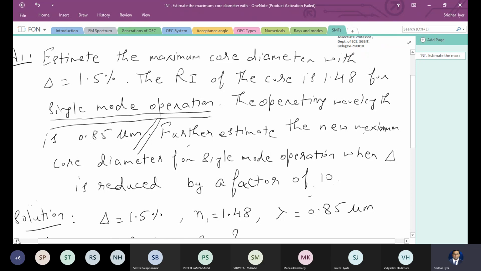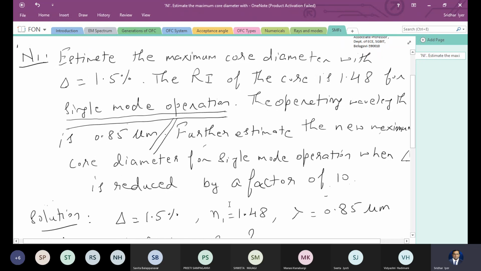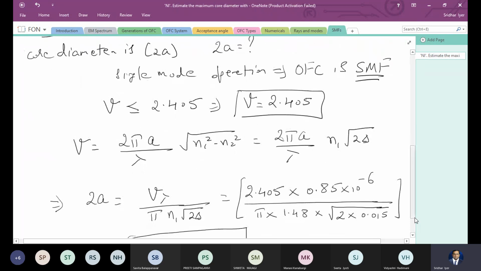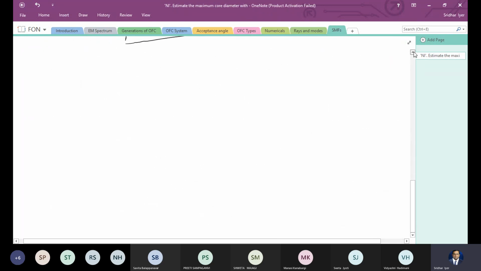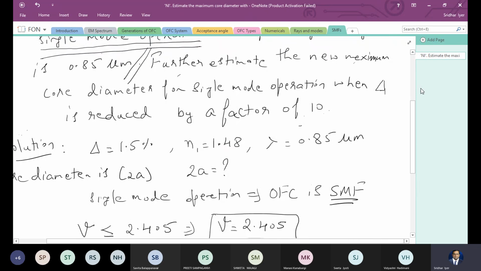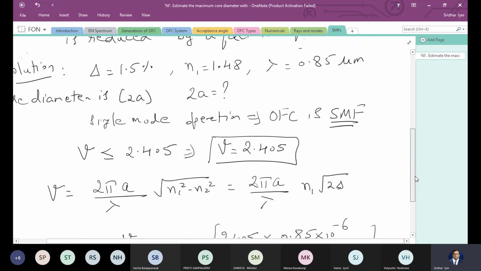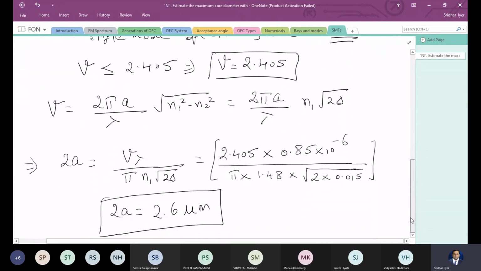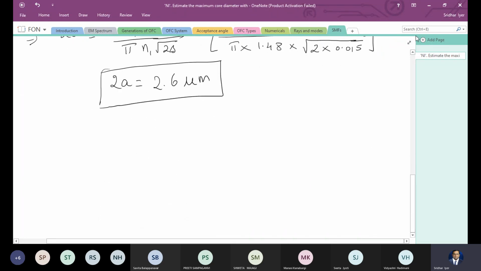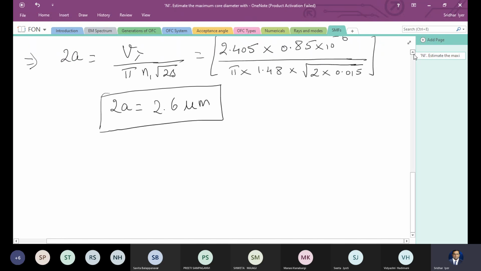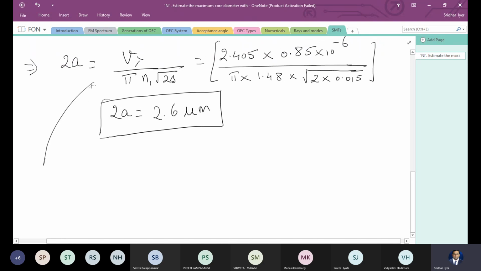This implies that in the second part, the fiber is the same. Only change that happens is that delta has been reduced by a factor of 10. Right? This implies that we can use the same equation. So let me rewrite the equation. So in the second part, let me write it in a form you can see. So I will be using the same equation here.